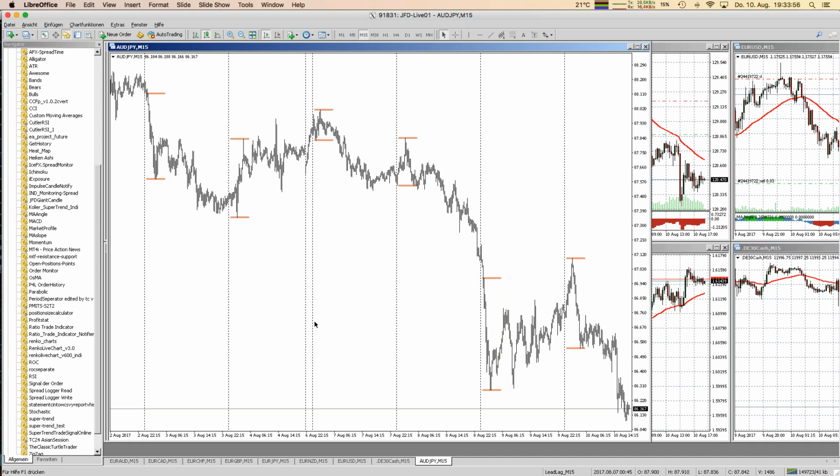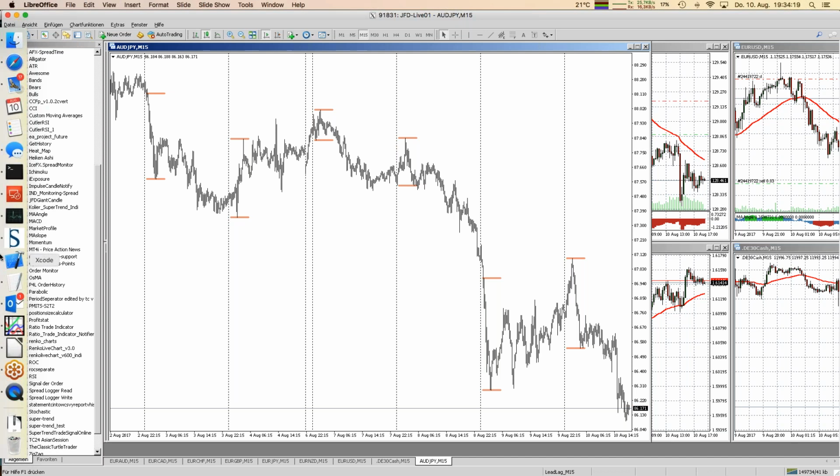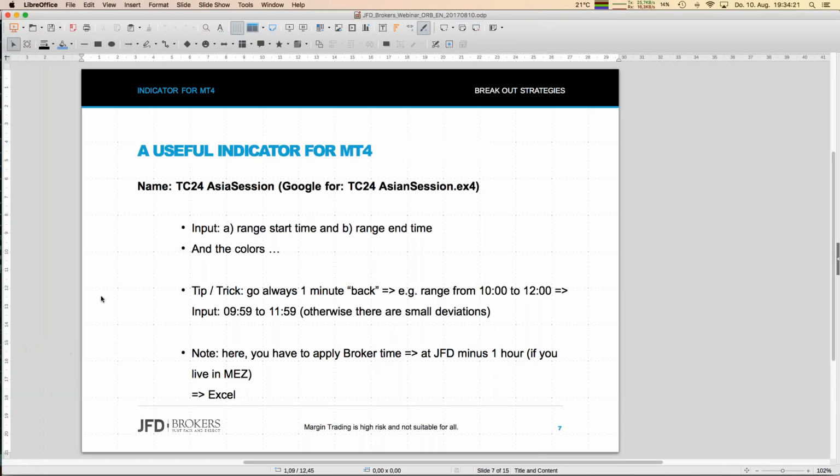That is that I have created an Excel sheet which is doing exactly that kind of job. But you see how the indicator works, and it's a helpful tool to have, because then you can place your orders even manually, and you get the ranges visualized within the chart. So it's really quite helpful. But now back to my slides, or even better to say, we go directly into Excel.